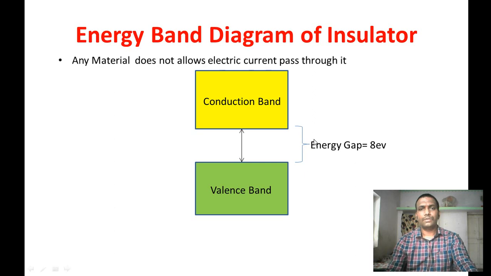So what is the definition of insulator? An insulator is any material that does not allow electric current to pass through it. So what are the different examples of insulator? Plastic is one of the insulating materials. You are very familiar with plastic; wood and rubber are also called insulators or insulating materials.